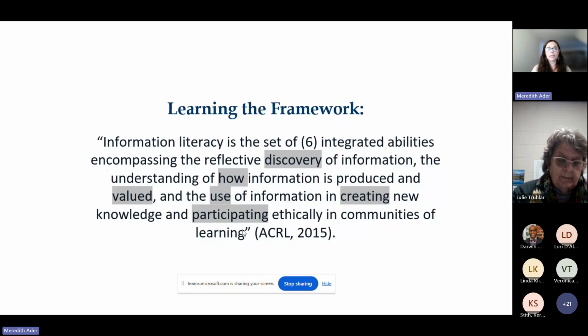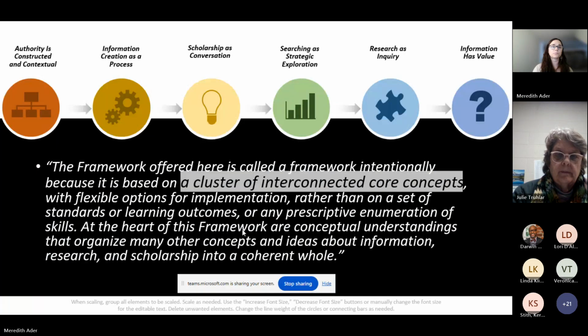Learning the framework. And again, this is the information literacy framework established by ACRL. Information literacy is a set of 6 different integrated abilities encompassing the reflective discovery. So that's 1, discovery of information, the understanding of how, number 2, how information is produced, number 3, how it's valued, number 4, the use of information, number 5, creating new knowledge, and number 6, participating ethically in communities of learning. So 6 different concepts that we're going to discuss today.